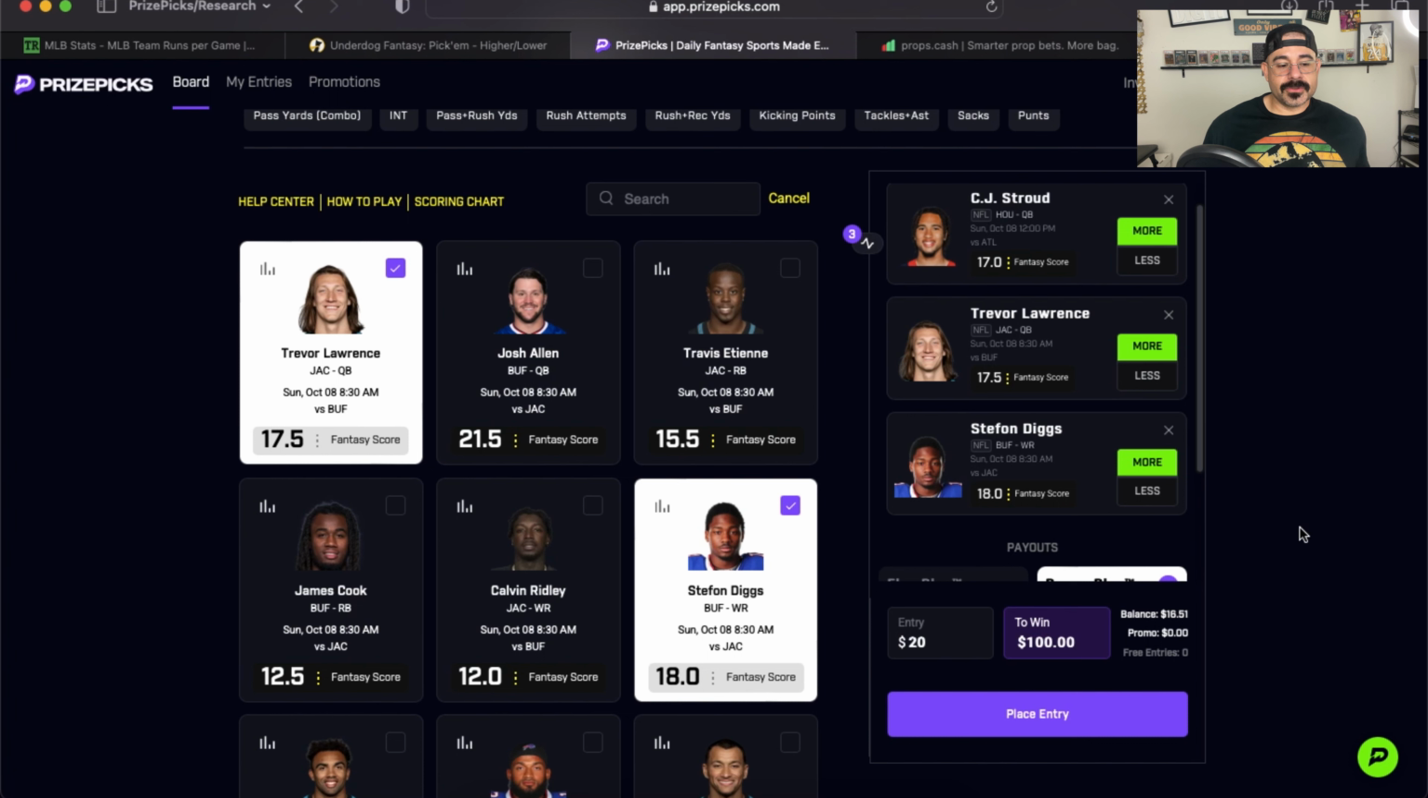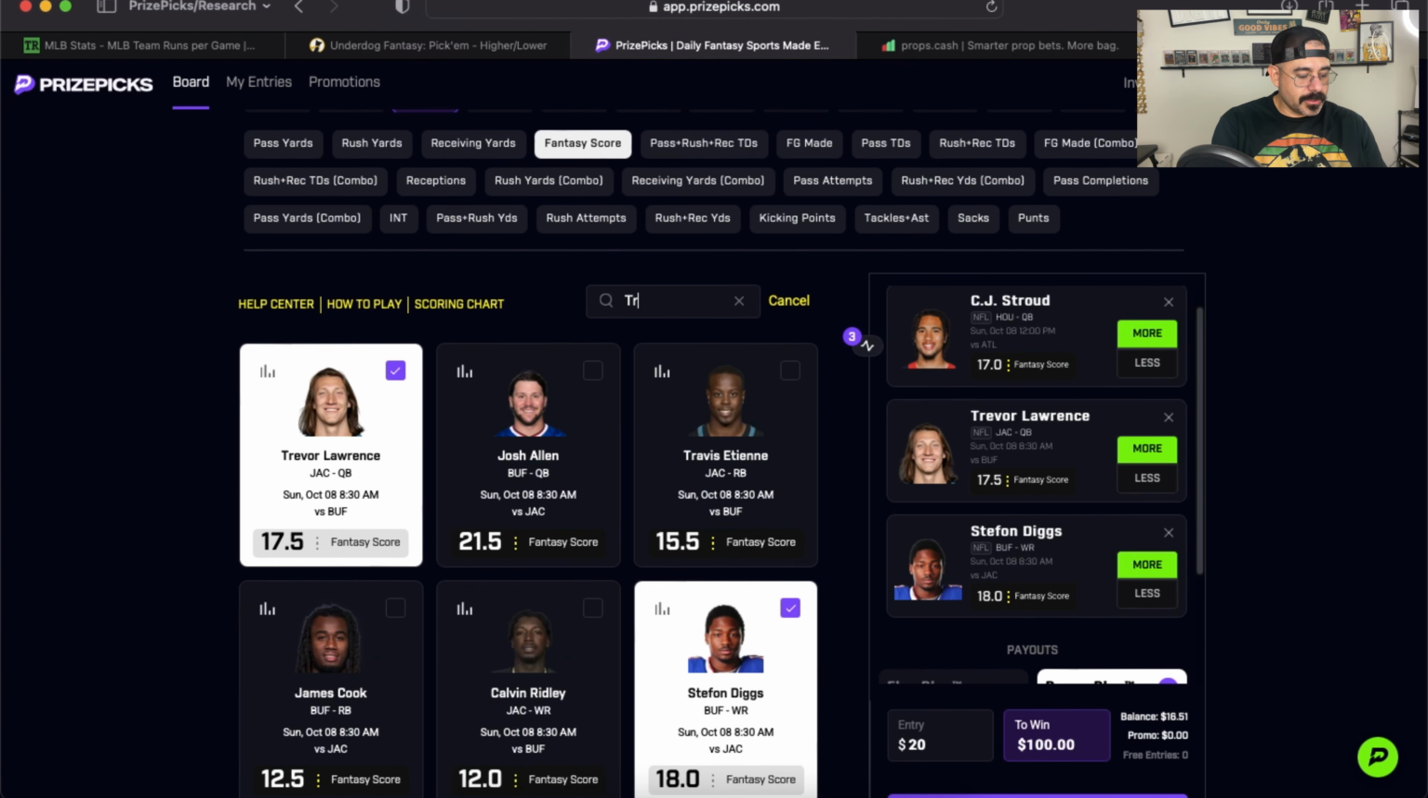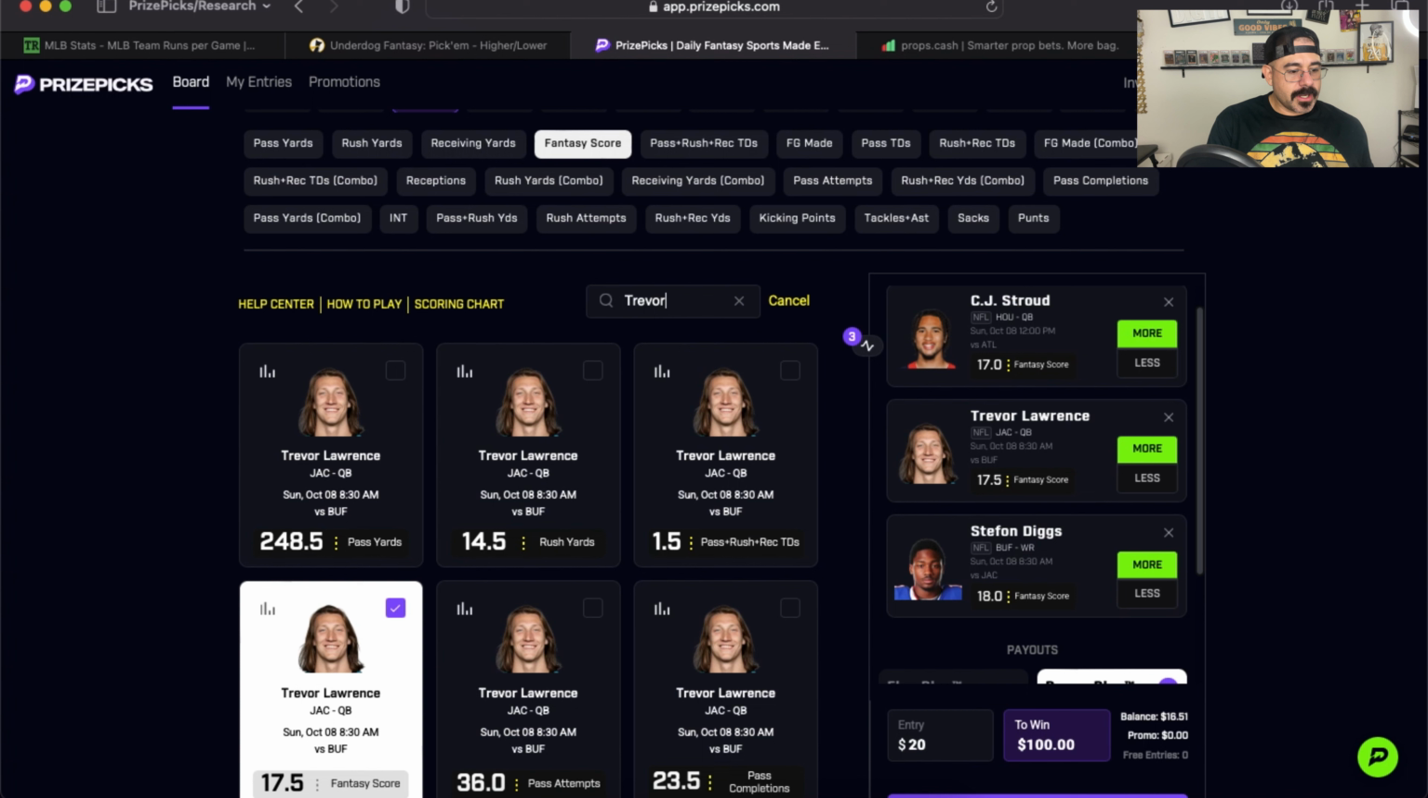And I'm gonna walk you through what I kind of do when I look at fantasy scores, and if I decide to roll with it, I'm applying this logic to each prop. So let's start right at the top. We're gonna start with Trevor Lawrence. So let's go ahead and just pull up Trevor Lawrence on the dash.